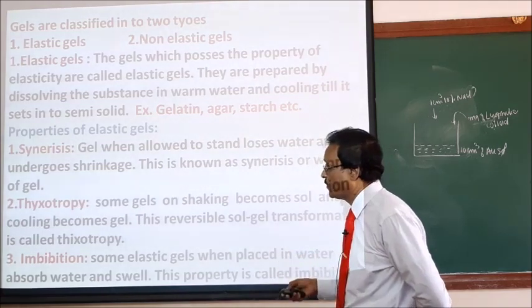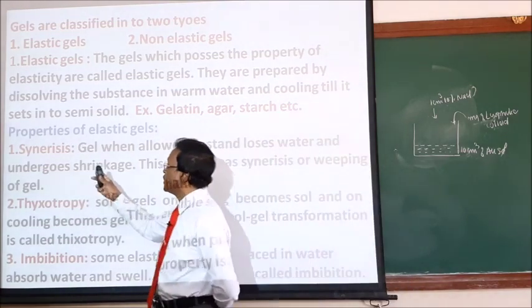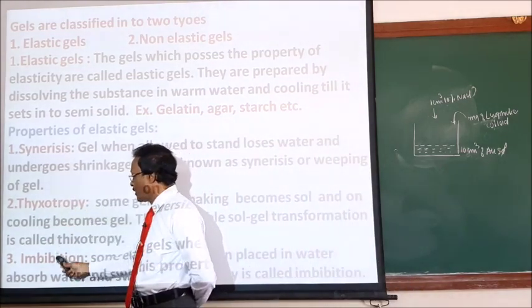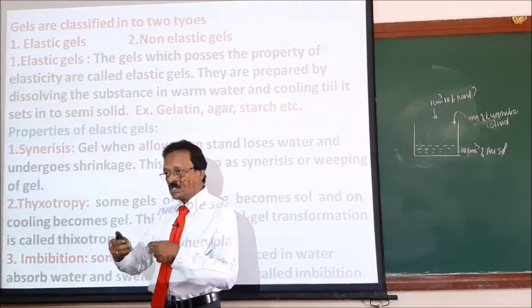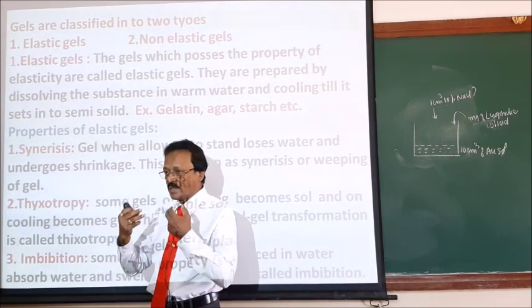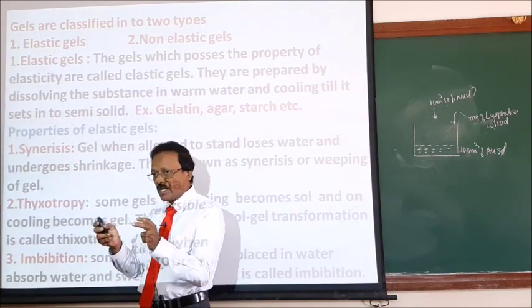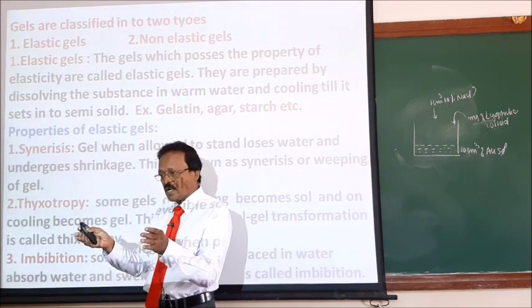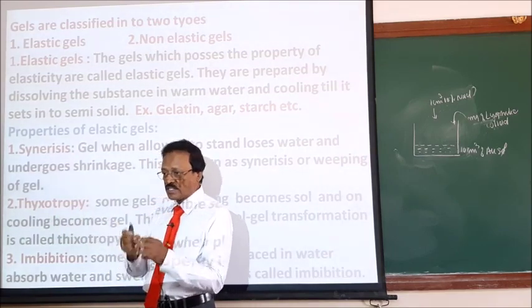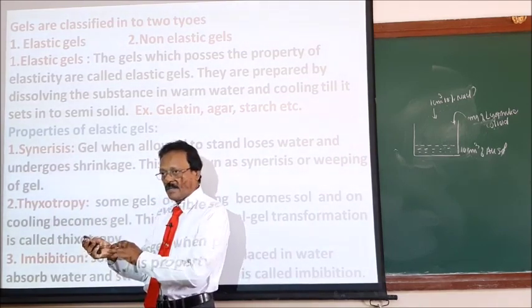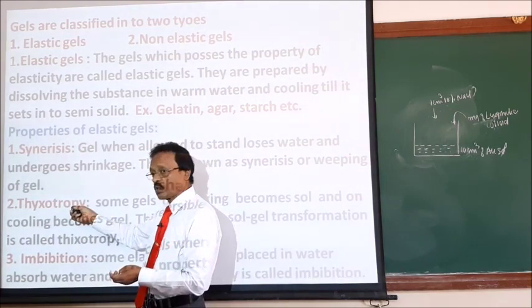Elastic gels have a few important properties. I will tell you briefly, because this has appeared in your entrance examination. That's why I made a note of it. Elastic gels show syneresis, thixotropy, and imbibition. Syneresis means when the gel is exposed to air, it loses water, called weeping, and shrinkage occurs. Thixotropy means you take a gel and shake it, it becomes a sol. Again, you cool the sol and it forms a gel. This gel to sol transformation is reversible, and it is called thixotropy.